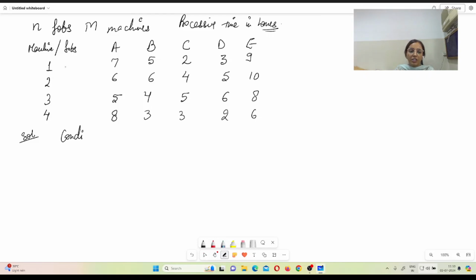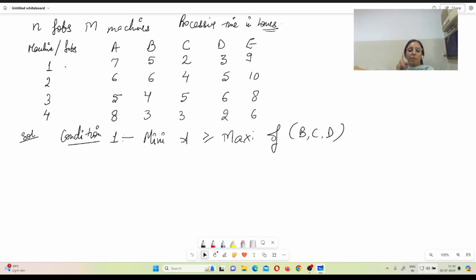So write it. Condition number 1, which we have to check: we have to find the minimum value in machine A, and that value should be greater than or equal to the maximum value of any of machines B, C, D. That means you have to find the maximum processing time of machine B, machine C, and machine D, take the maximum time from these 3 machines, and then compare it with the machine A minimum time, right?